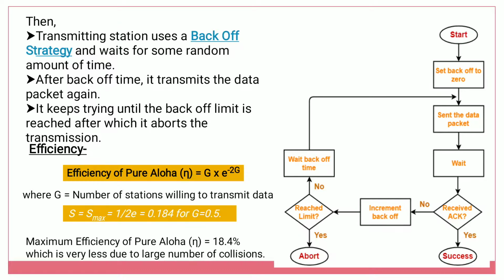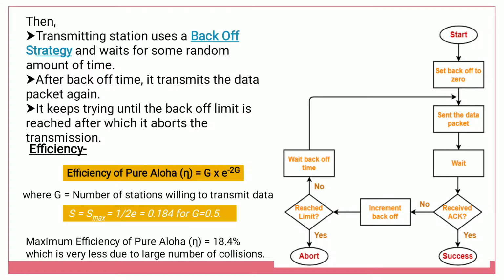So here some formulas are used. Efficiency is also called throughput. The efficiency of pure Aloha is calculated using the formula S = G e^(-2G). This is the formula used for calculating pure Aloha, where G is the number of stations willing to transmit the data. How many stations are willing to transmit the data we will consider as the G value. So the efficiency or throughput is calculated by using the formula G into e to the power of minus 2G.